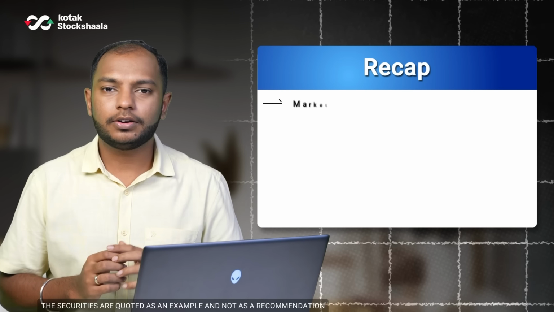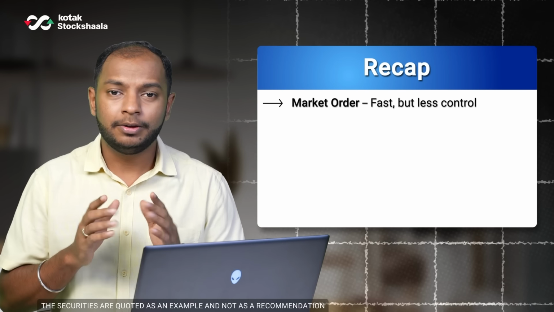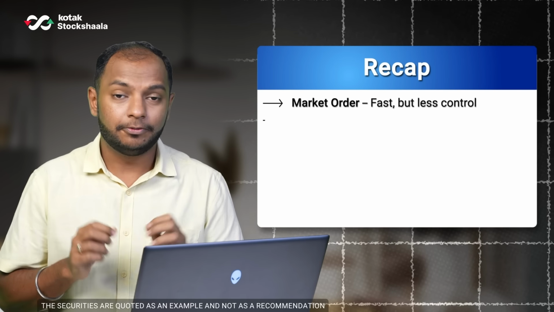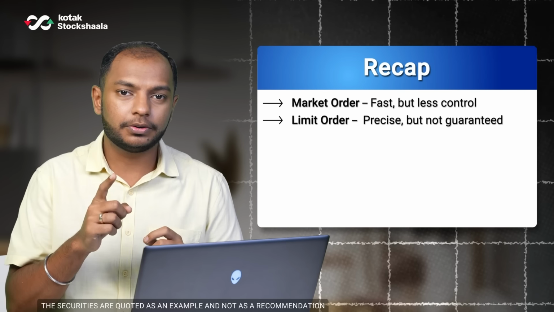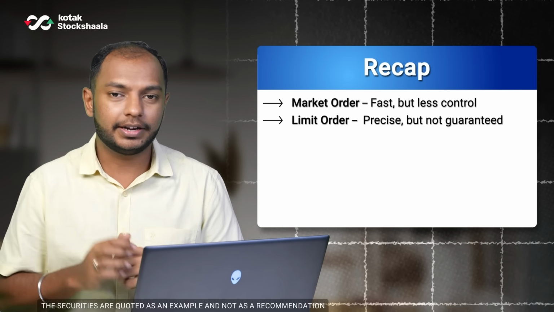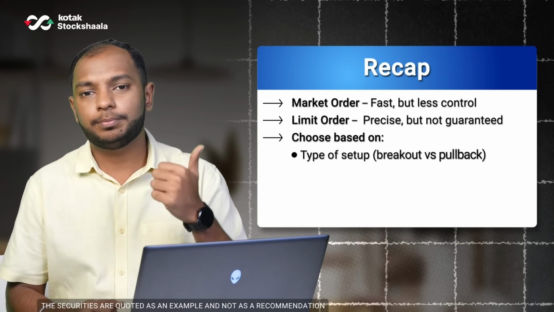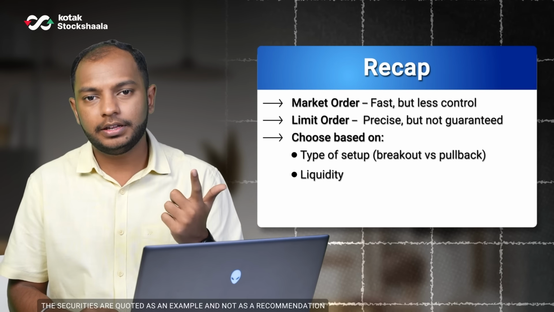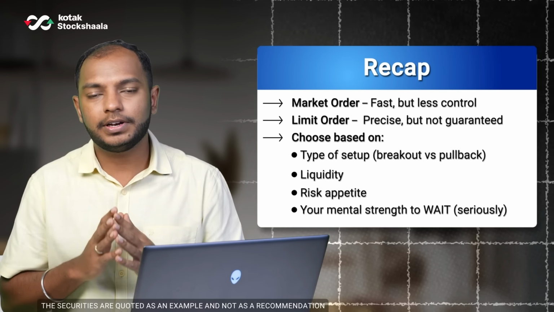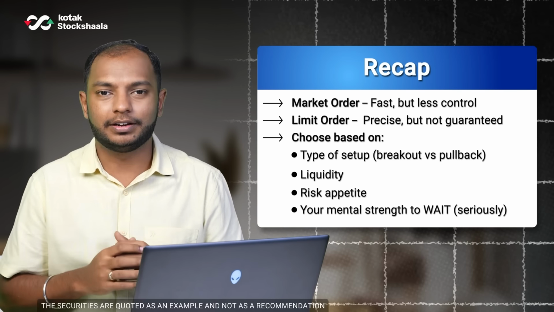So let's wrap it up with a quick recap. Market orders give you speed, but they do not give you control. Whereas limit orders give you control, but they do not guarantee your trade execution. Choose your execution type based on the type of setup you have, the liquidity, the risk appetite, as well as the mental strength to wait. Don't just click on buy, think like a sniper, not a shotgun. Entries don't need to be perfect, but they just have to be planned.